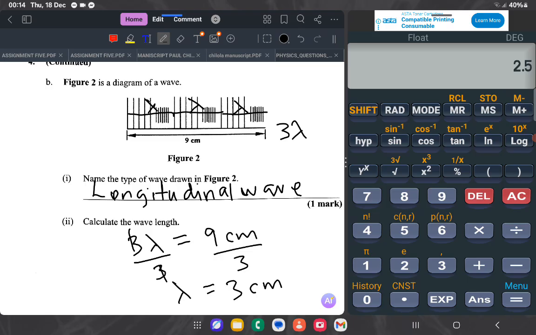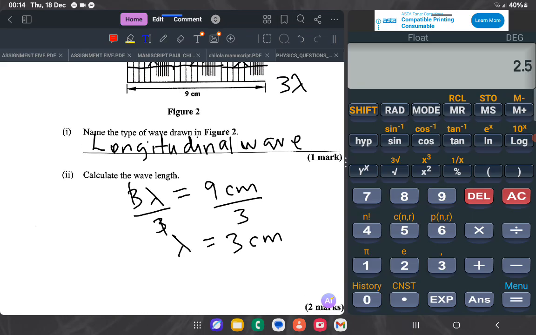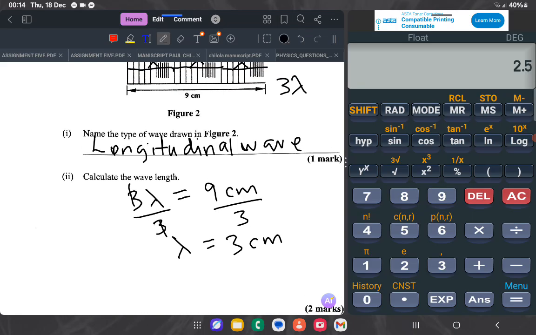That is it. All right. In case you are not sure, please reach out to me so that we can rectify what you might have missed. All right, so we have 1 mark for saying that, 1 mark for this, a total of 2 marks.